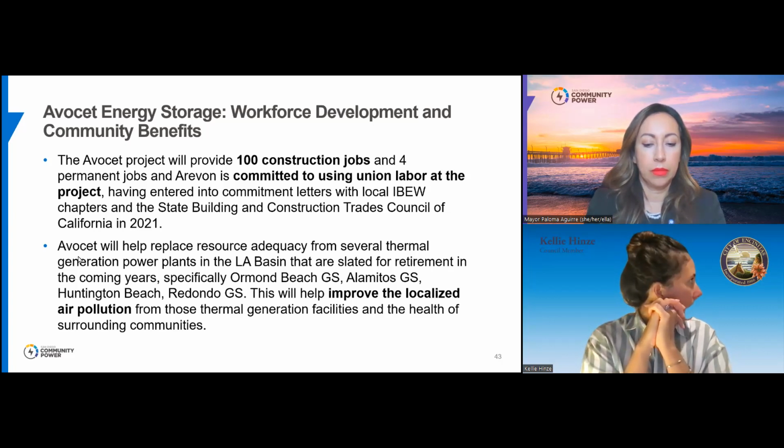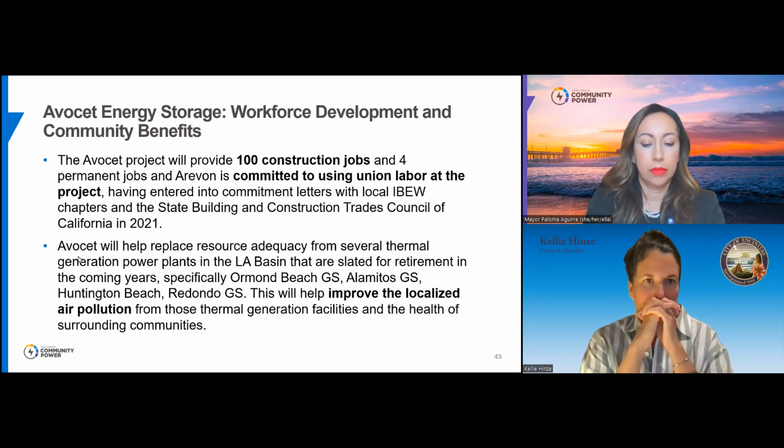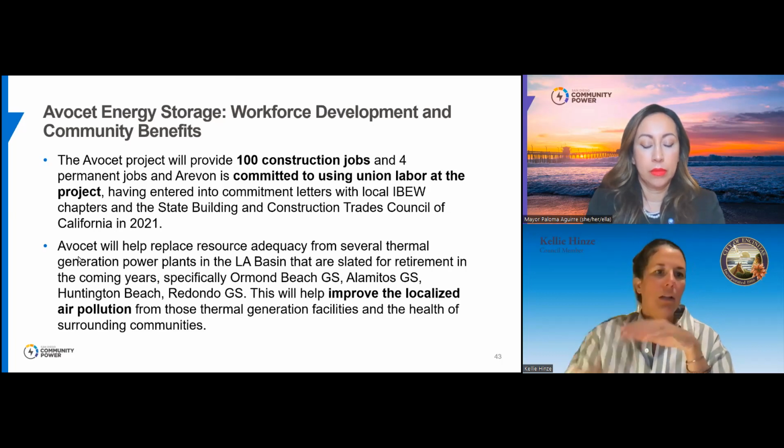And I mentioned this earlier, so I don't need to go fully into this, but one of the other benefits we're looking at from the environmental perspective is, again, the shutdown or phase out of a few of the other thermal generation plants that are in the area, with them and other storage projects that will come online in the area. Thank you.